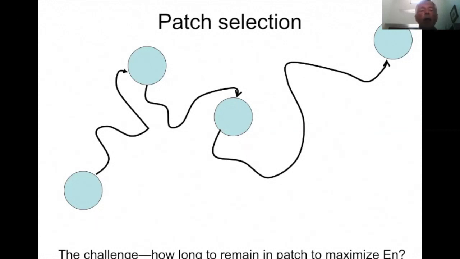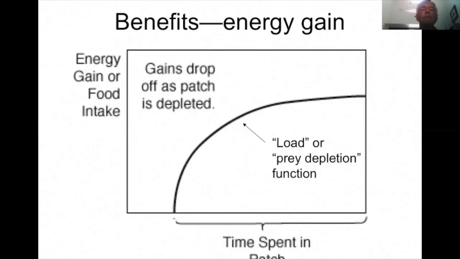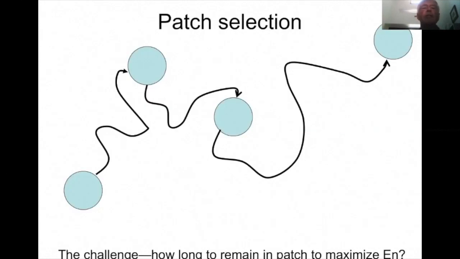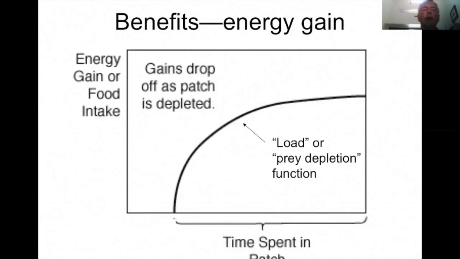If you stay too long, you're going to eat everything that's there. If you don't stay long enough, you're going to waste all your time looking for another patch. So there's an optimum of how long to stay. And that seems like a very tough problem to solve. But it's not actually too tough a problem. And here's the way the problem was resolved. Again, it's an approach based purely on theory.